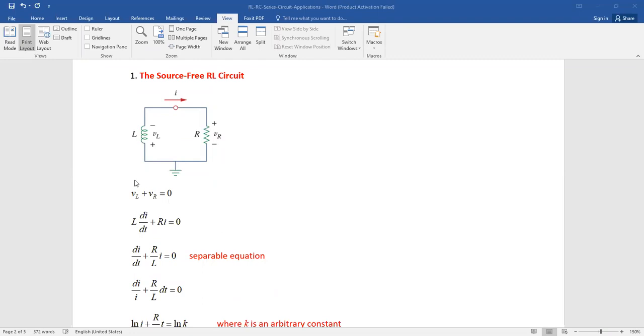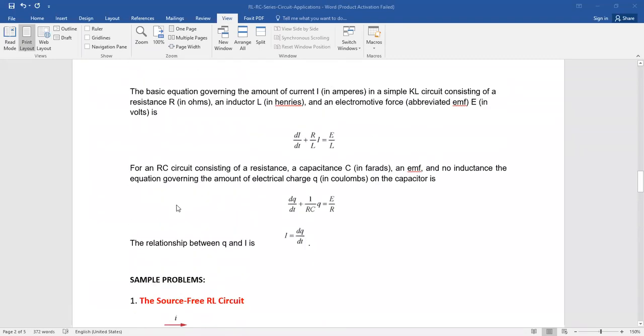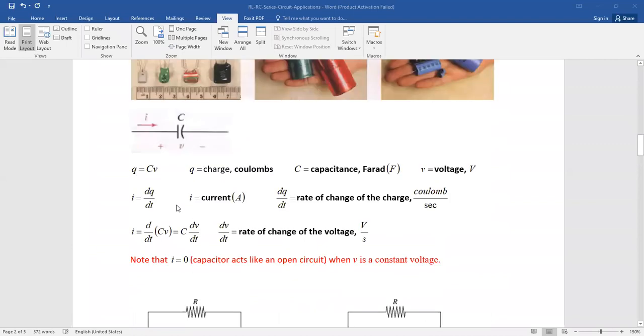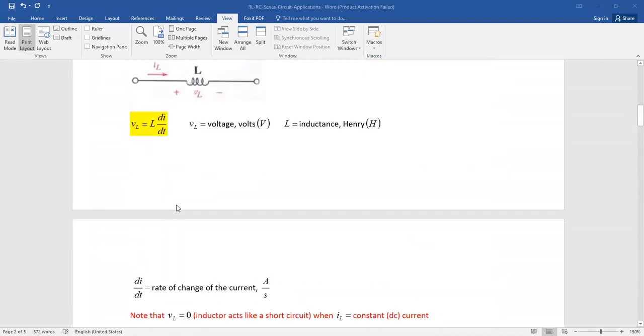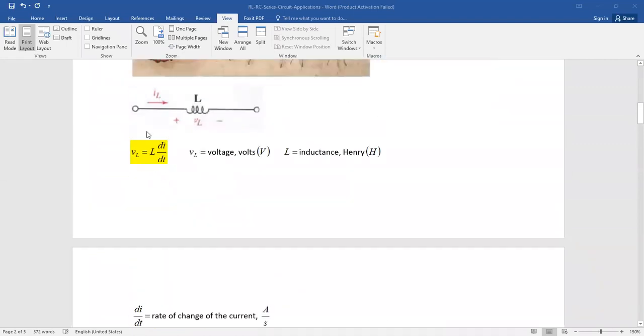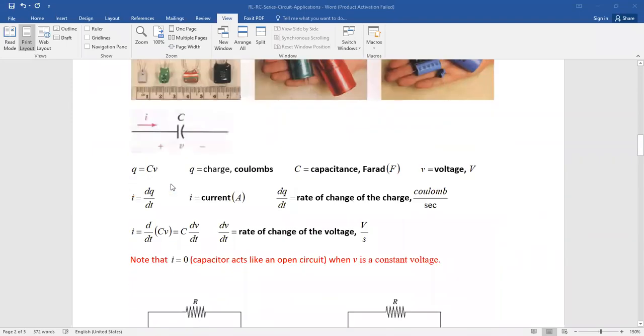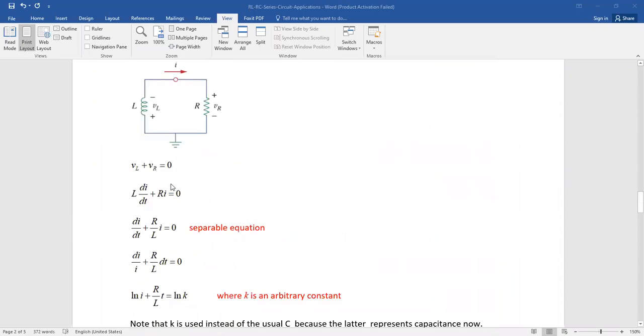Now, as to the voltage drop across your inductor, it was discussed a while ago. This is the voltage drop across your inductor, L di/dt. So we're going to place it in here, and you have L di/dt. The voltage drop across your resistor is R, the resistance, times the current I. Then this is equated to zero.